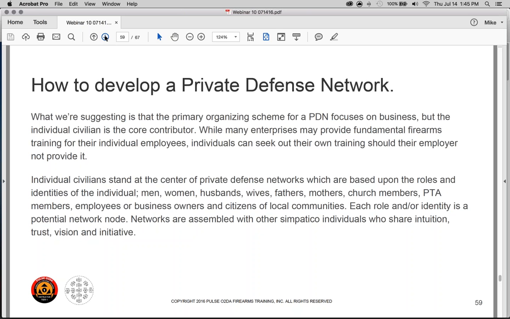Thank you, Bill. So individual civilians stand at the center of private defense networks, which are based upon the roles and identities of the individual: men, women, husbands, wives, fathers, mothers, church members, PTA members, employees, business owners, and citizens of local communities. Each role and/or identity is a potential network node. Networks are assembled with other sympathetic individuals who share intuition, trust, vision, and initiative.